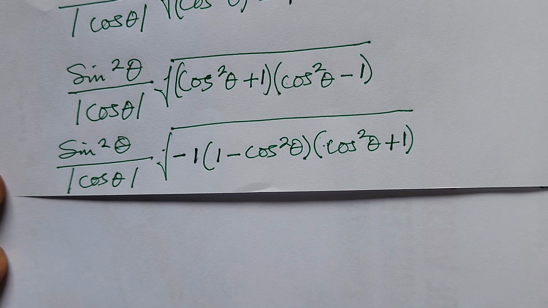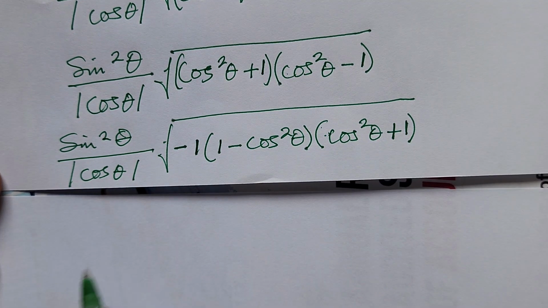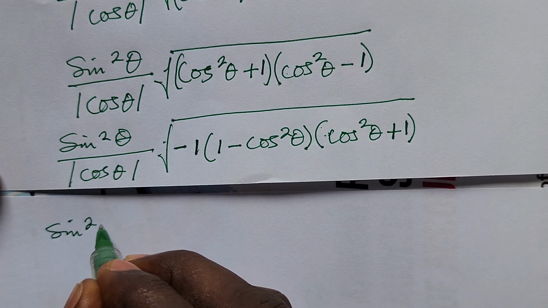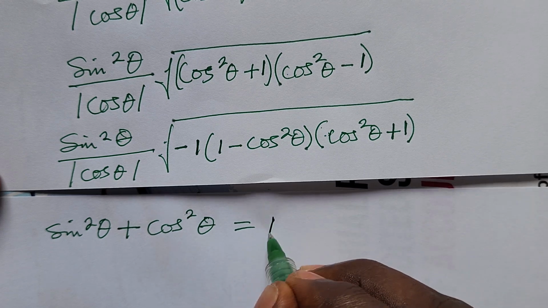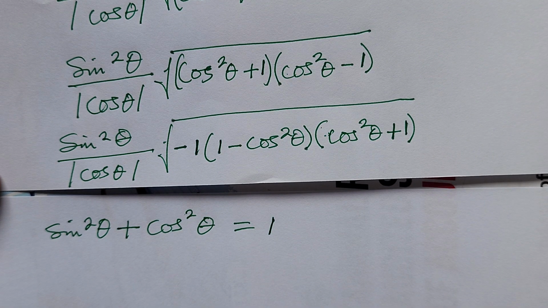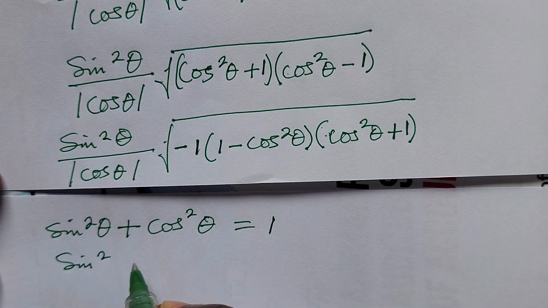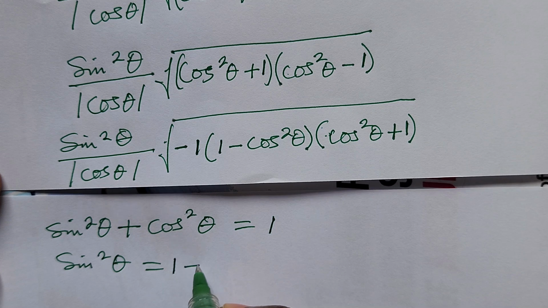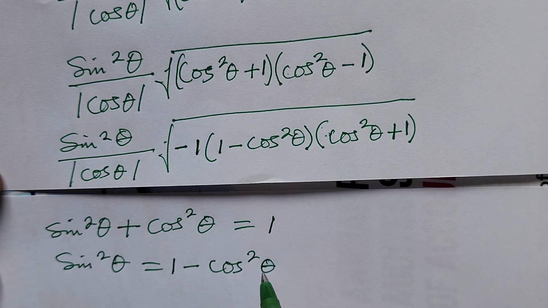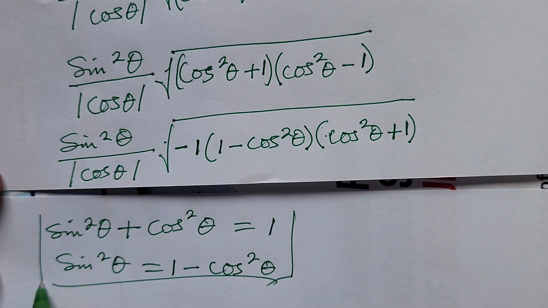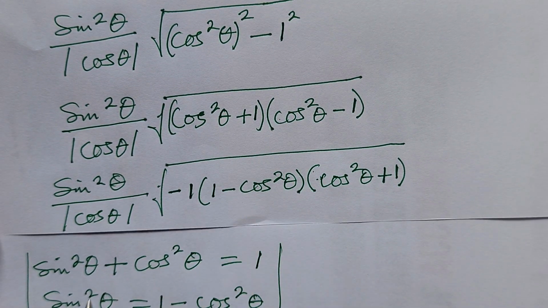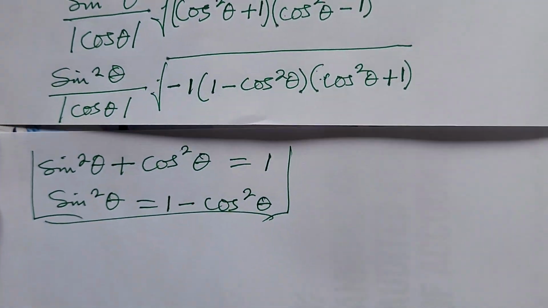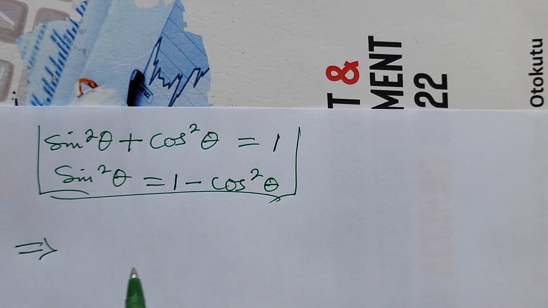Remember the trigonometric identity, which says that sine square theta plus cos square theta is equal to 1. You remember this? So if we make sine square theta the subject of formula, this is going to give us sine square theta is equal to 1 minus cos square theta. Okay, so what do you observe from here? Look at what we have here. So I can replace the whole of this with sine square theta. Let's go ahead and do that. This is going to give us something special.